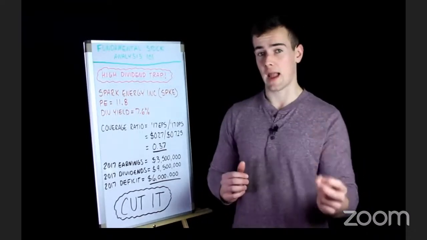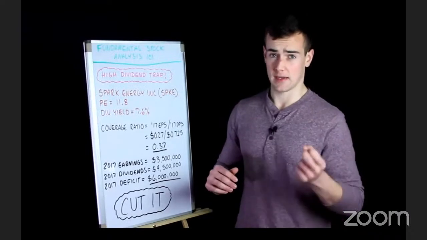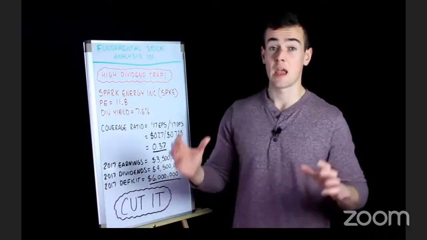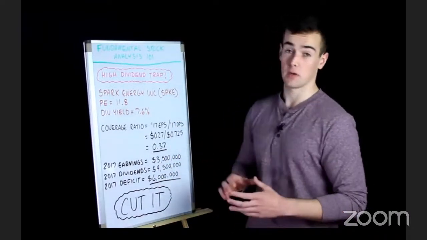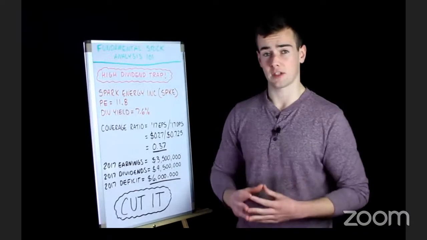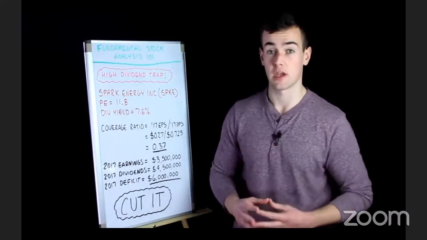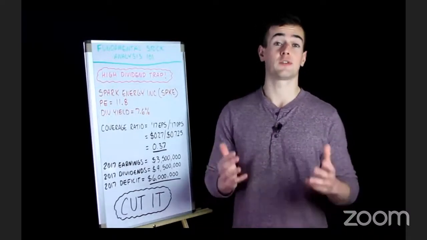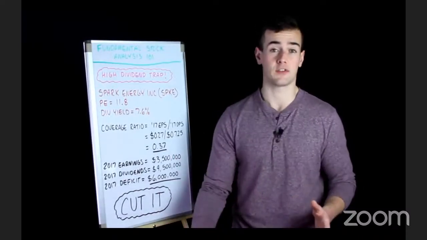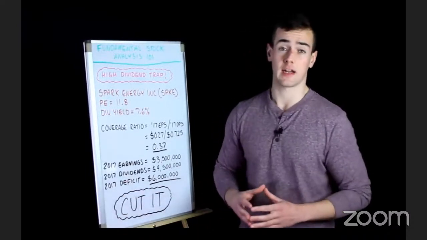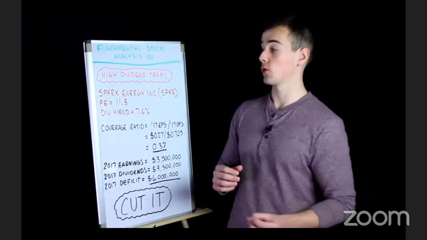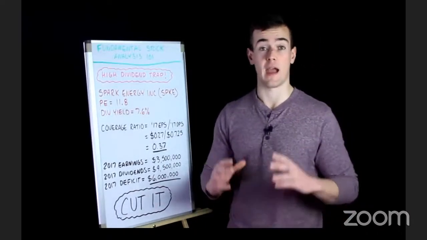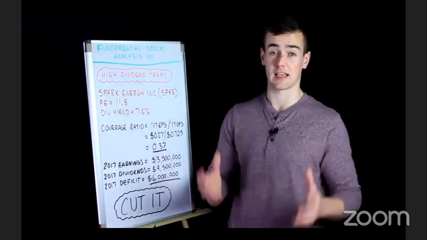But what does that actually mean? What that actually means is that in 2017, Spark Energy Inc. had earnings of $3.5 million, and they paid $9.5 million in dividends. So they had a deficit in 2017 of $6 million just from that dividend. Let me ask you guys a question. Does that make financial sense to you? If you were making 25 cents and you paid someone 75 cents, you're going to have a deficit. That is what is happening here with Spark Energy Inc. And I can guarantee you that they're going to cut this dividend. They have no choice but to cut that dividend because they cannot afford to pay it.